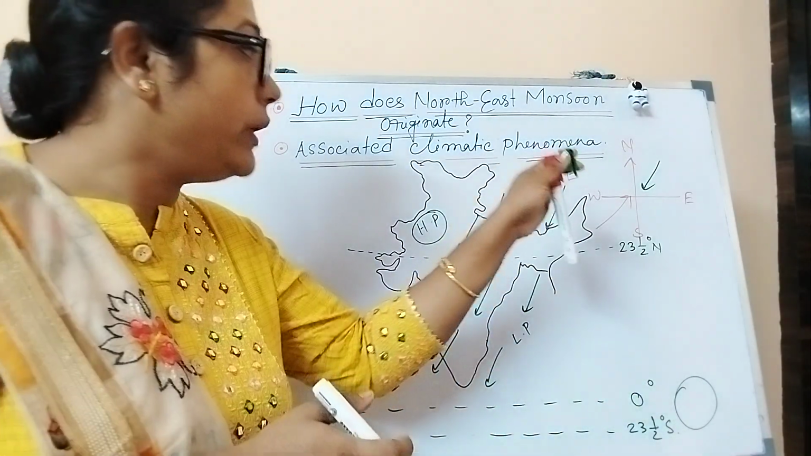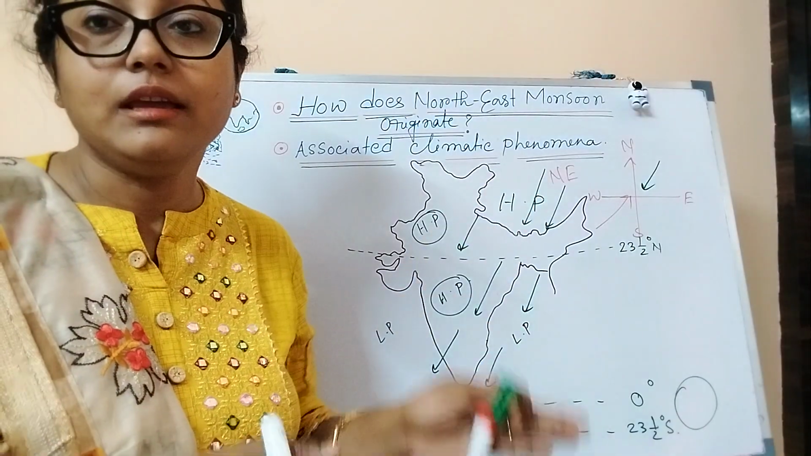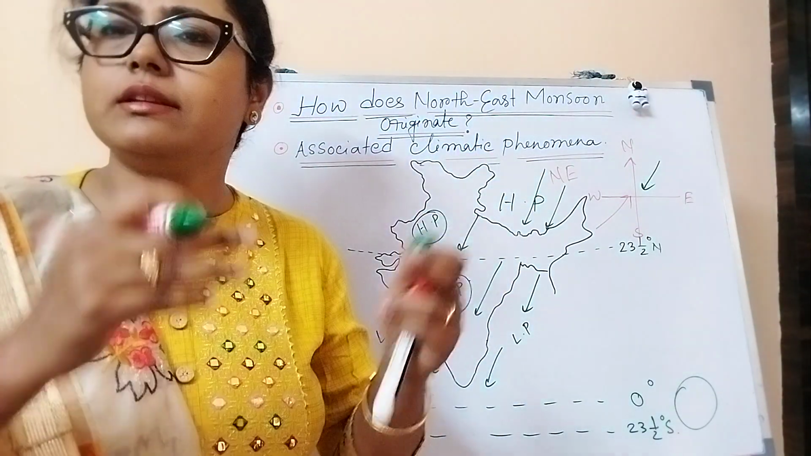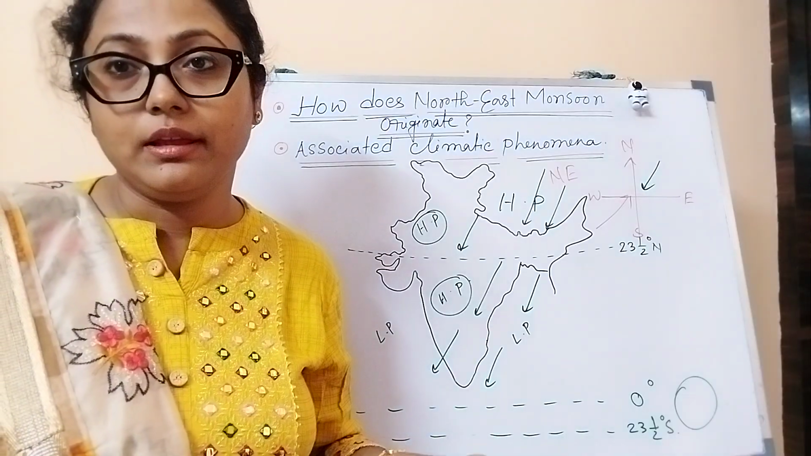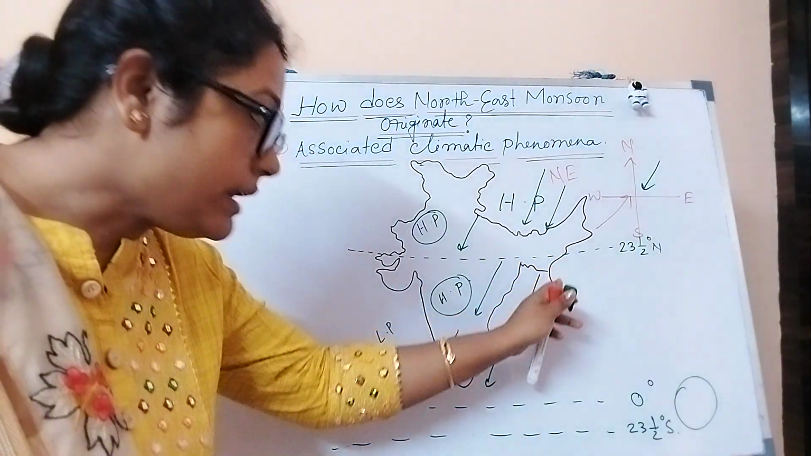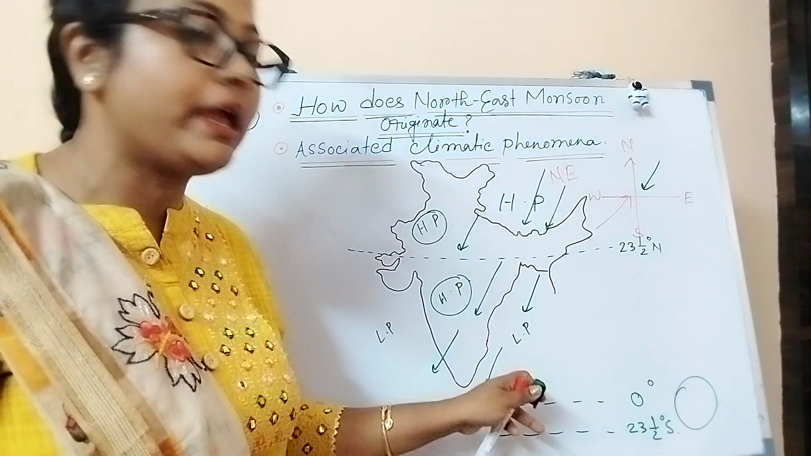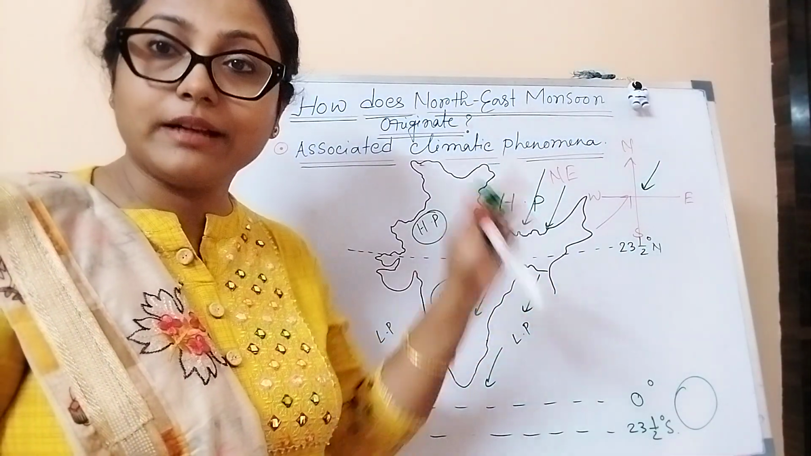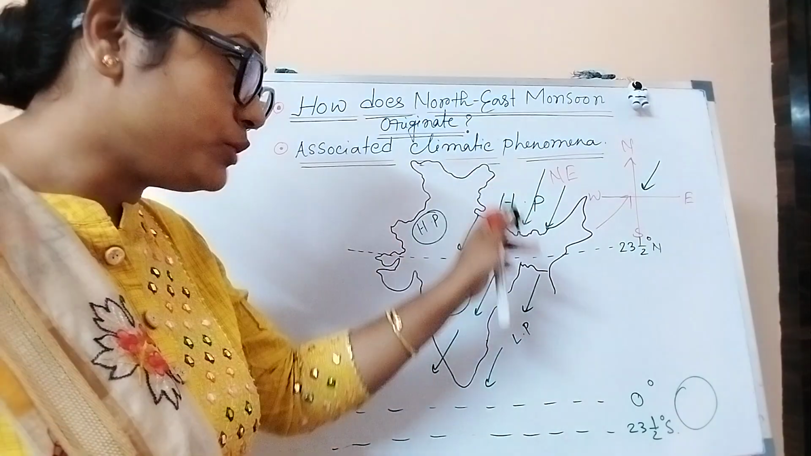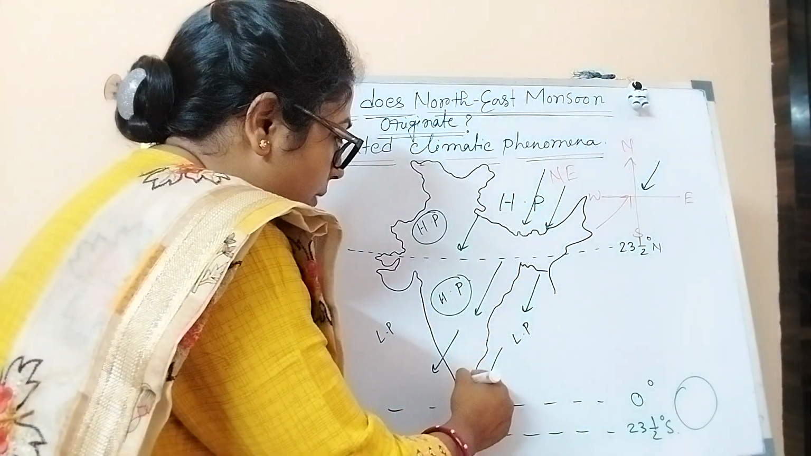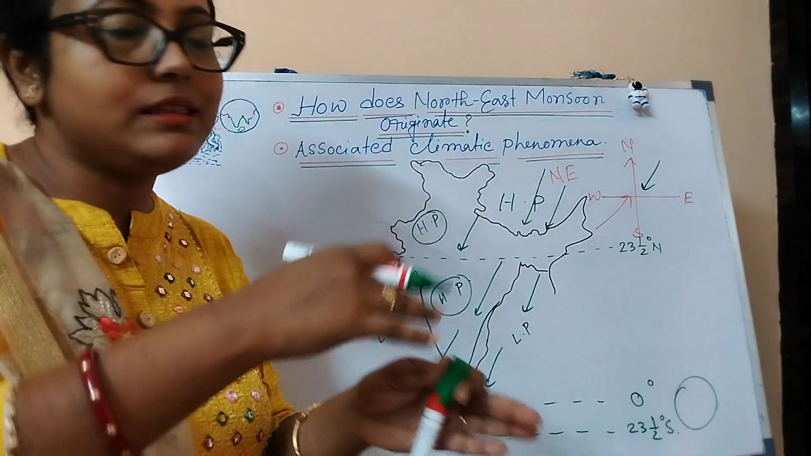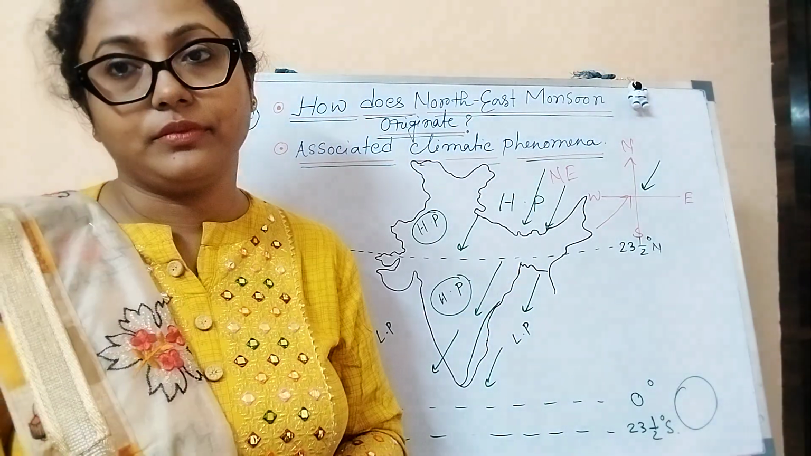As a result, wind is blowing from land towards the sea from the northeast direction and it is dry in nature. It doesn't bring that much rainfall. But when this wind is blowing over the Bay of Bengal, it will collect moisture and cause rainfall in the Coromandel coastal region and the nearby areas.